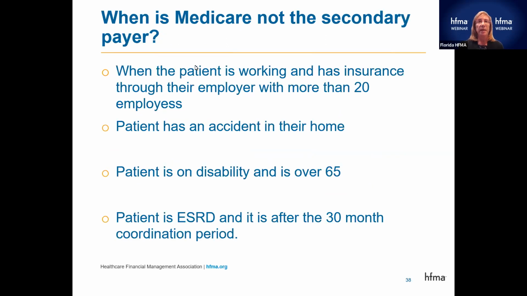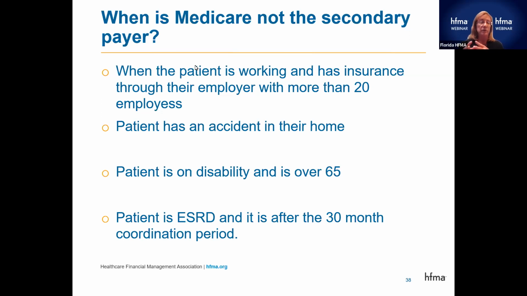When is Medicare not the secondary payer? When the patient is working and has insurance through their employer with more than 20 employees, patient has an accident in their own home, patient is on disability and is over 65, patient is ESRD and is after the 30-month coordination period, right? So the reason I put this question is because reading the question and how it's phrased is going to be very critical when you take that CRCR, right?